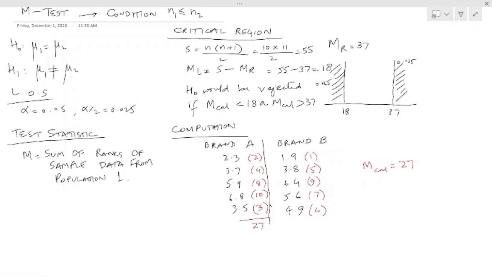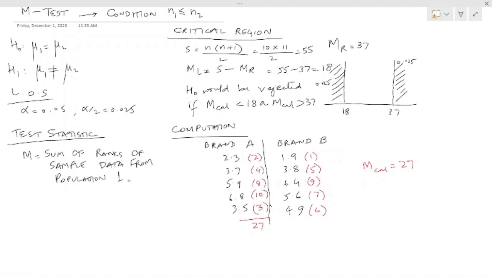Then 3.7 is the next higher value, should be assigned 4th rank. Then the next higher value is 3.8, should be assigned 5th rank. Then 4.9 is the next higher value, should be assigned 6th rank. Then 5.6 next comes, should be assigned 7th. Then the next higher value is located in the first column, 5.9, should be assigned 8, and then the next higher value is located in the second column, should be assigned ninth rank, which is 6.4. And the highest value is 6.8, which is located in the first column, should be assigned 10th rank.